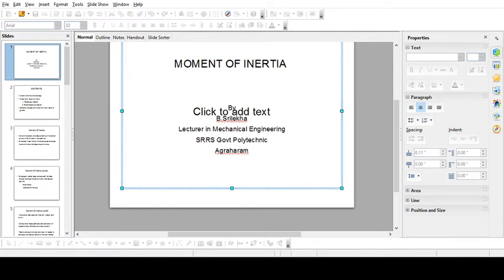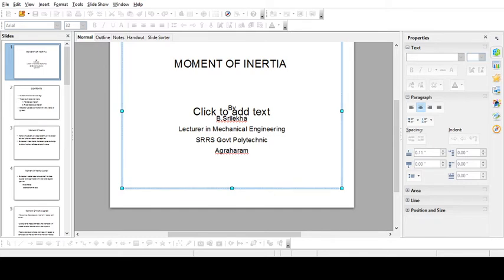Next, what are the various theorems of moment of inertia? The first one is the theorem of parallel axis, and the second one is the theorem of perpendicular axis. So, the parallel axis theorem states that the moment of inertia of a plane area about any axis is equal to the sum of the moment of inertia about the centroidal axis plus the product of the area and the square of the distance between the two axes.